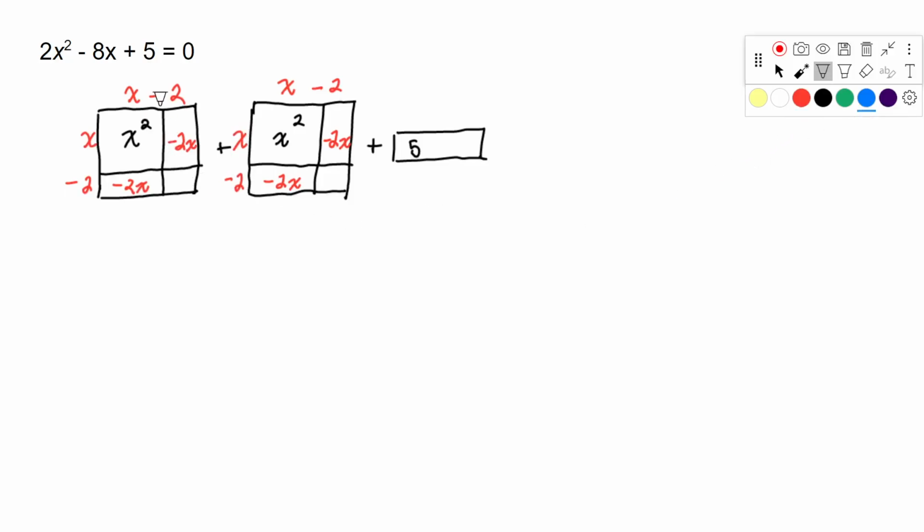So when it comes to units, I have 4 units and I have 4 units. That is a total of 8 units. So it's 8 that needs to be subtracted from the 5, not just 4. We need the total number of units in the 2 perfect squares, which is 8. And this will equal negative 3. So now, vertex form is going to be 2 times x minus 2 squared subtract 3 equals 0.